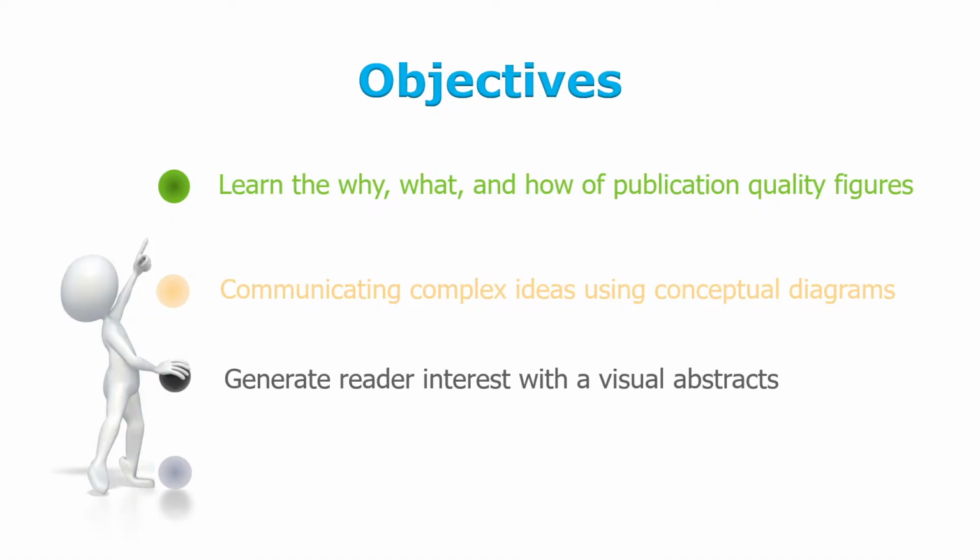The second thing you should learn by the end of this lesson is how to communicate complex ideas using a conceptual diagram. And the third learning objective is how to create a visual abstract that generates reader interest. So let's start.